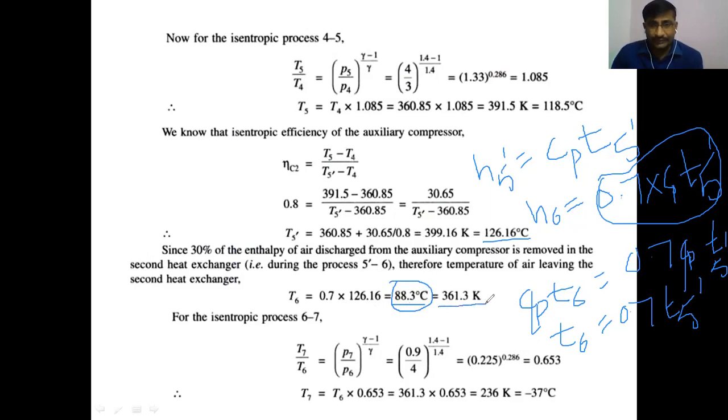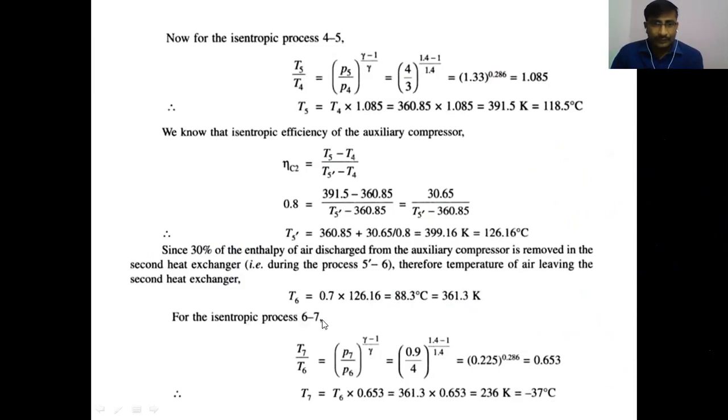If it is converted into kelvins, then we write capital T, the absolute temperature, that is equal to 88.3 plus 273. Then we will get 361.3 kelvins. This is the temperature of air after the second heat exchanger. Clear, students?